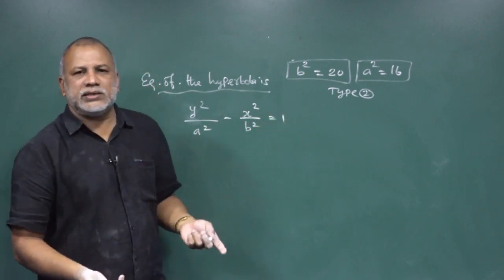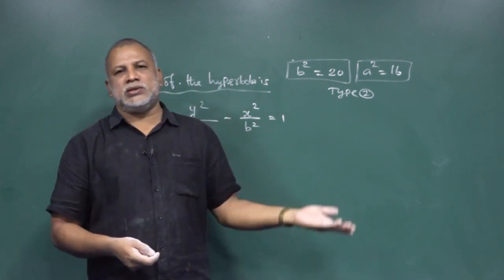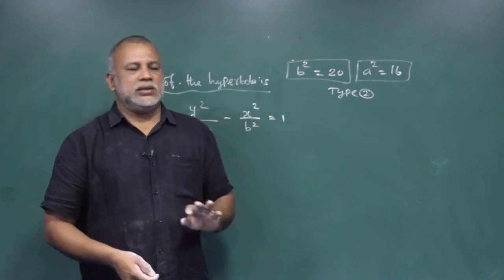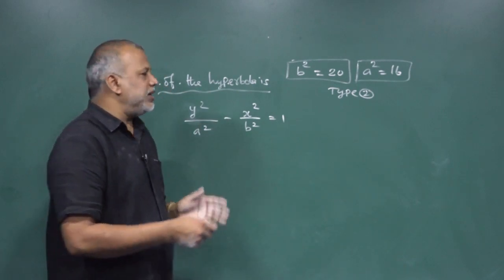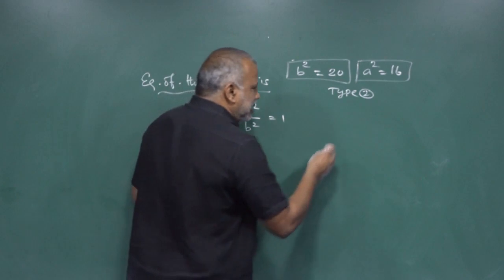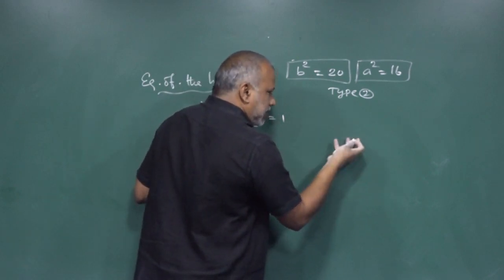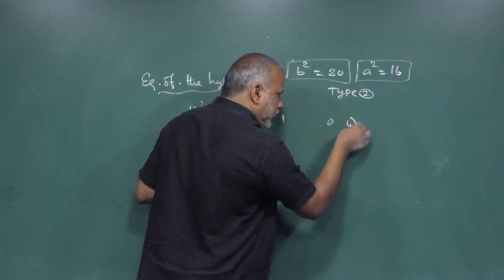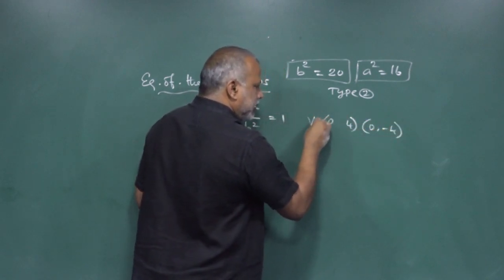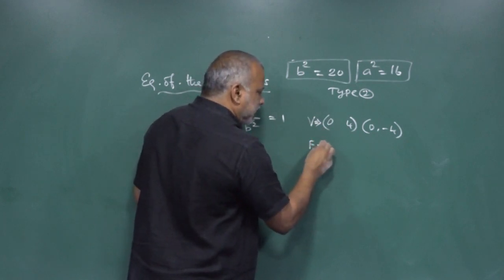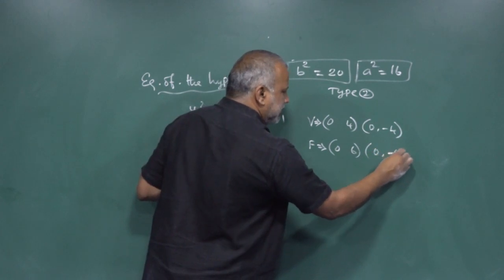If you use capital X and capital Y, the center is shifting from 0, 0 to some other point. Here, the center is the origin only. How are we deciding that the center is the origin? See the result. The foci are given, and that means the vertices are also given. 0, 4 and 0, minus 4 are the vertices. The foci are 0, 6 and 0, minus 6.